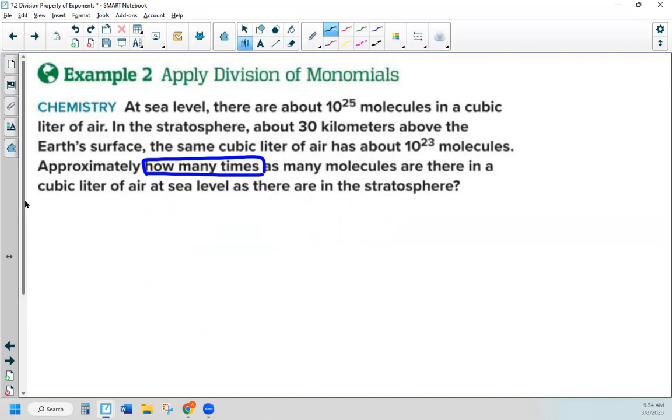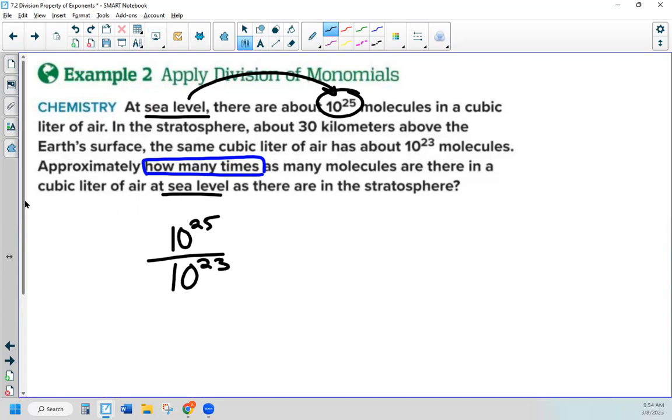So we're going to do the same thing with these two numbers. We're going to grab 10 to the 25th power, which is larger. How many times? We want the bigger one because it says approximately how many times as many molecules are there at sea level, and it's this one. So we do want to talk about the bigger one compared to the smaller one. How many more times? This looks exactly like what we were talking about before. The shortcut is to put 10 to the 25th power in your calculator divided by 10 to the 23rd power, and you get the answer.